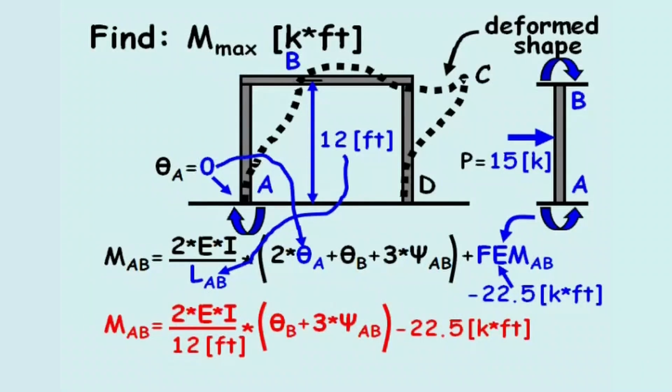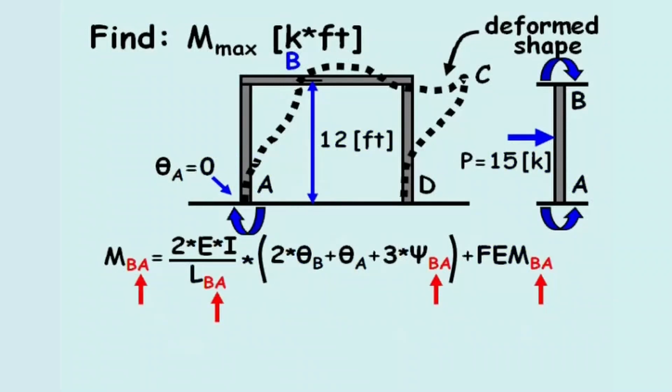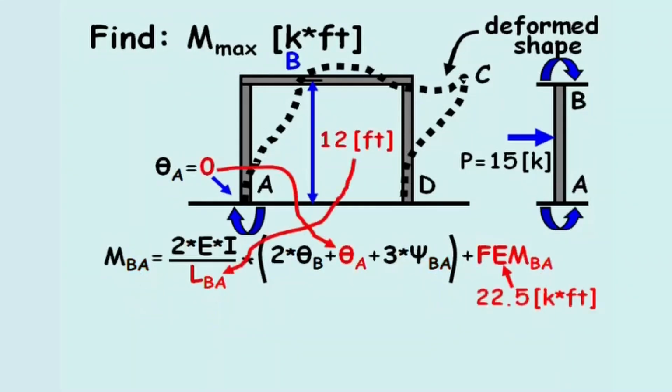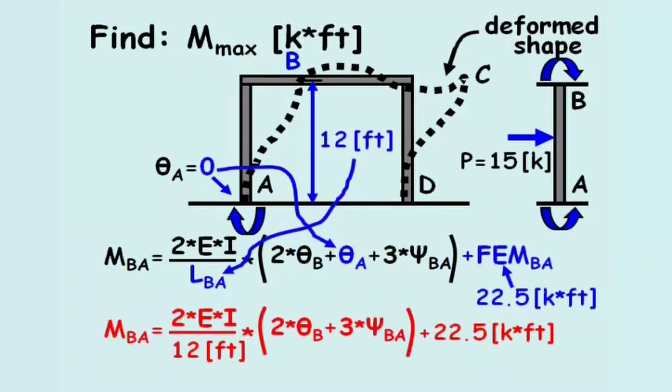Next, the moment BA is calculated and refers to beam AB again, but from joint B. The length is again 12 feet, theta A is again 0, but this time the fixed end moment is positive 22.5 kip feet. Moment BA equals 2EI divided by 12 feet times the quantity 2 theta B plus 3 psi BA plus 22.5 kip feet.